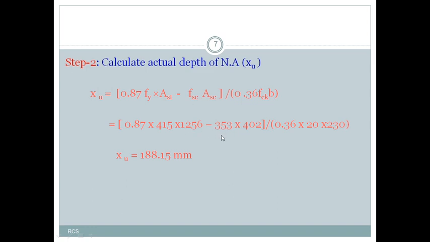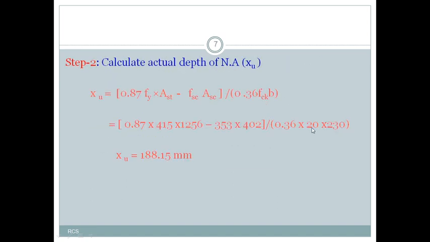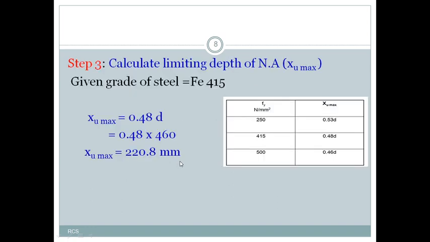is, just now we have calculated from our previous step, that is 353, and area of compression steel given is 402, whole by 0.36, Fck is grade of concrete. The grade of concrete is given as M20, so 20, and width of the beam given is 230. After calculating all those things, we will get your actual depth of neutral axis, that is Xu equal to 188.15 mm. So after knowing this, you have to calculate the limiting depth of neutral axis.